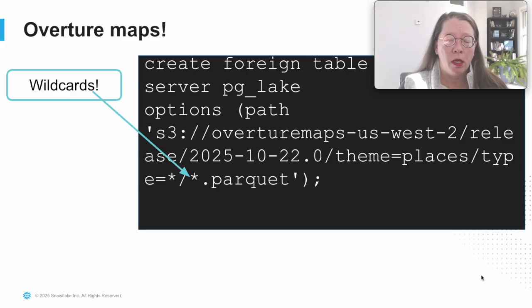A cool thing about PG Lake with Overture Maps or with any of these large data sets is that PG Lake will work with wildcards. So if you have large sets of data and you don't want to make a foreign table for every single file, you can use wildcards and it'll make a single foreign table for a large set of files, which is really nice.